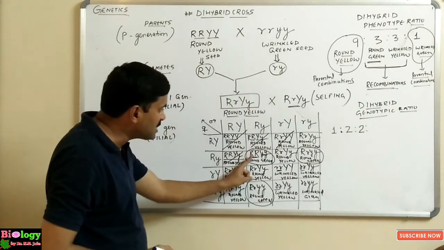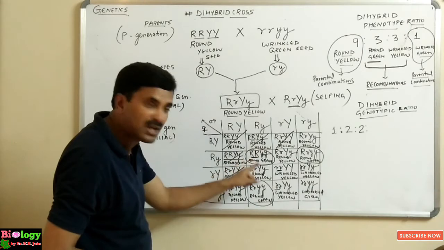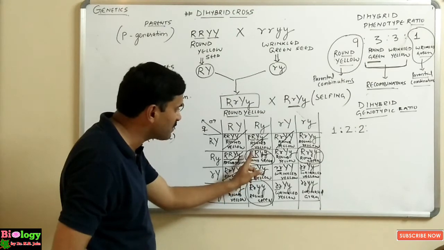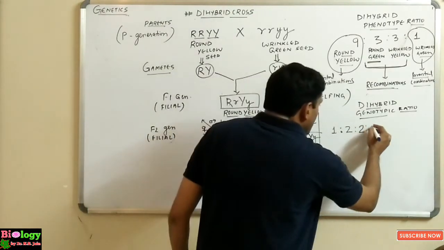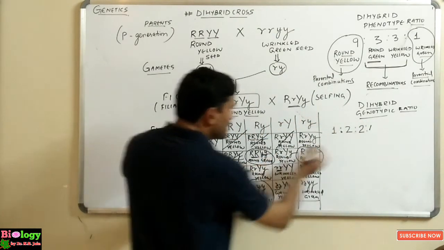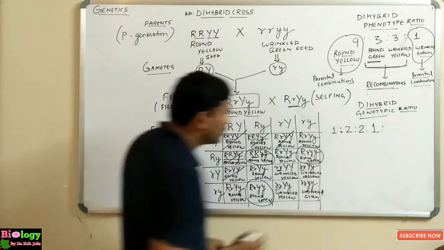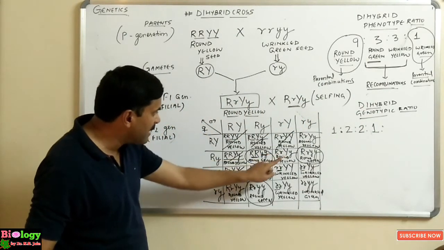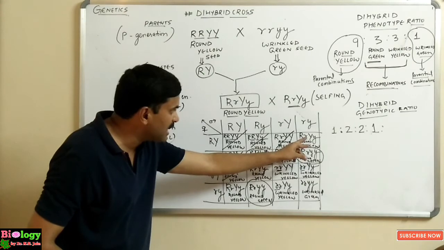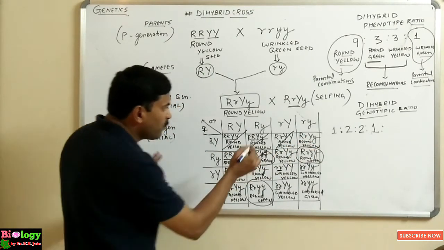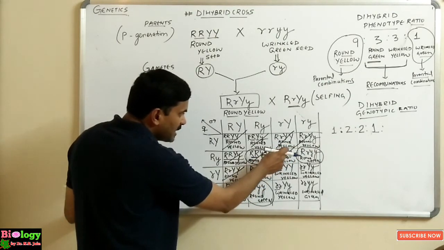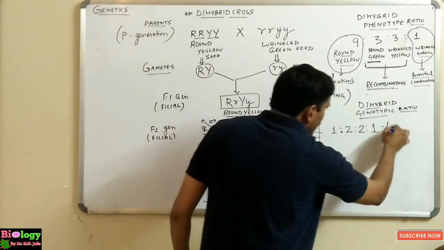Now see here, capital R, capital R, small y, small y. In the entire checkerboard only one combination is of such type, no other combination has the genotype capital R, capital R, small y, small y. So I have written 1. Okay, now how many of them have the genotype capital R, small r, capital Y, small y? There are 4 combinations. See here, there are 4 combinations having the capital R, small r, capital Y, small y combination. So I have written 4 here.